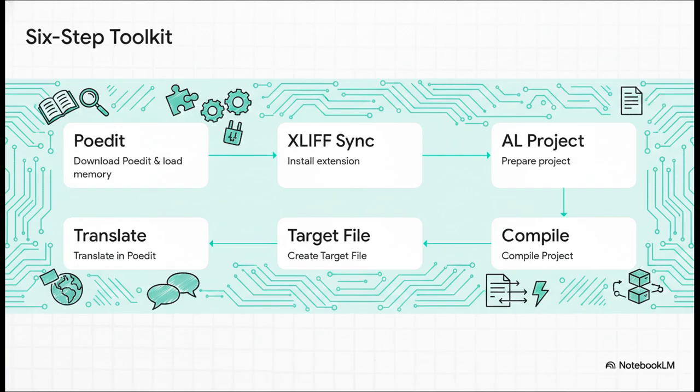Step 2. Head over to Visual Studio Code, search for and install the extension XLFFsync by Rob Van Beckham. Step 3. Prepare your AL project by copying your standard report over. Step 4 is simply compiling that project. Step 5 is creating a target file using your new XLFFsync tool. And finally, Step 6 is diving in and doing the actual translation back in PODIT.